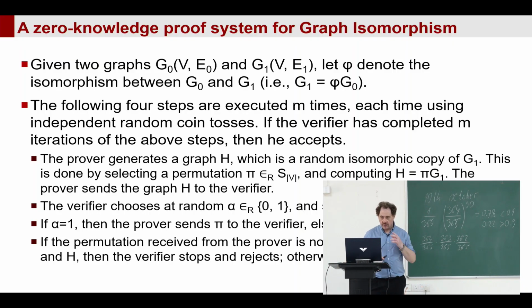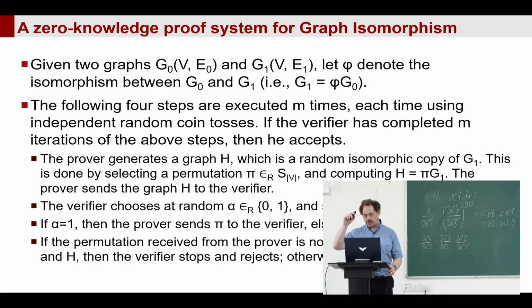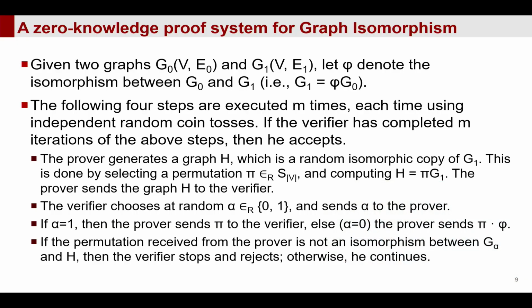The prover selects a random permutation and generates a new graph H, which is a random isomorphic copy of G1. So we have G0, G1, which are isomorphic. We take G1, we take a random permutation, and we produce a new graph H, which is isomorphic to G1. And isomorphism is transitive, meaning it's also isomorphic to G0.